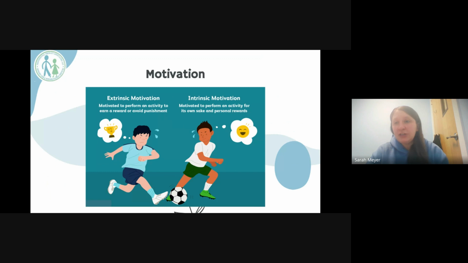So again, just taking a look at motivation, this is really the core of reinforcement. This is why all humans do what we need to do, is how motivated we are to do something. So that extrinsic motivation, we're motivated to perform an activity to earn a reward or avoid punishment. If you're playing soccer, you're doing it to win that trophy. Intrinsic motivation is you're motivated to perform an activity for its own sake and personal rewards. So maybe, again, if you're playing soccer, you're going to try really hard during that game because you're really proud of yourself for how you're doing.